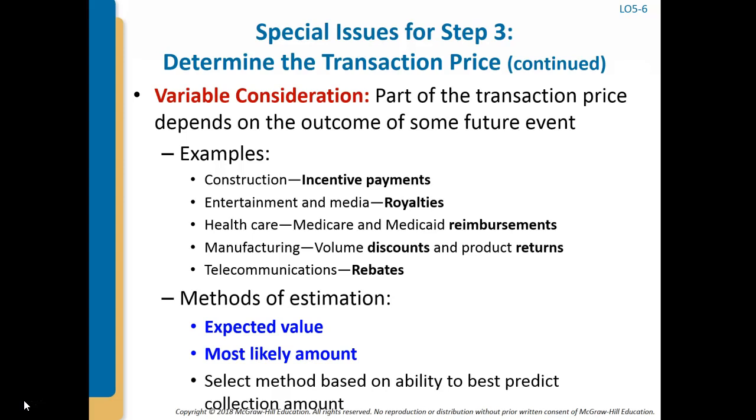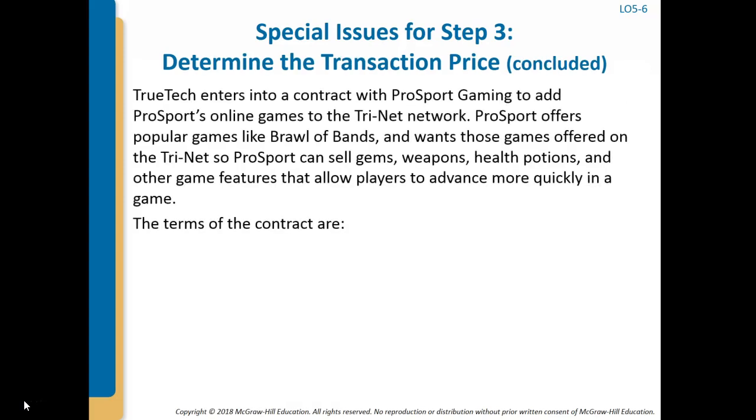If there are several possible outcomes, the expected value method of estimation will be appropriate. Expected values are calculated by summing the product of each possible amount and its probability. On the other hand, if only two outcomes are possible, the most likely amount might be the best indication of the amount the seller will likely receive.